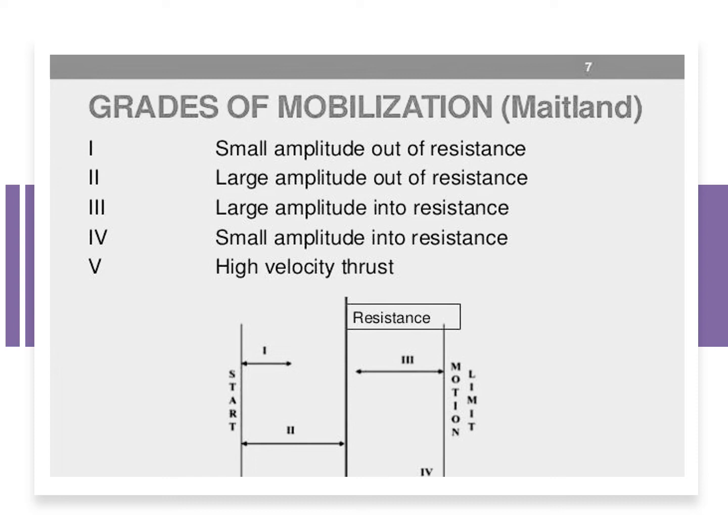Coming to grade 3, you start at the resistance. It is large amplitude again, and then you are going into the limit of resistance. Grade 4 is again small amplitude. You begin at the resistance and you push into the resistance. You are moving ahead of the resistance. That is grade 4.